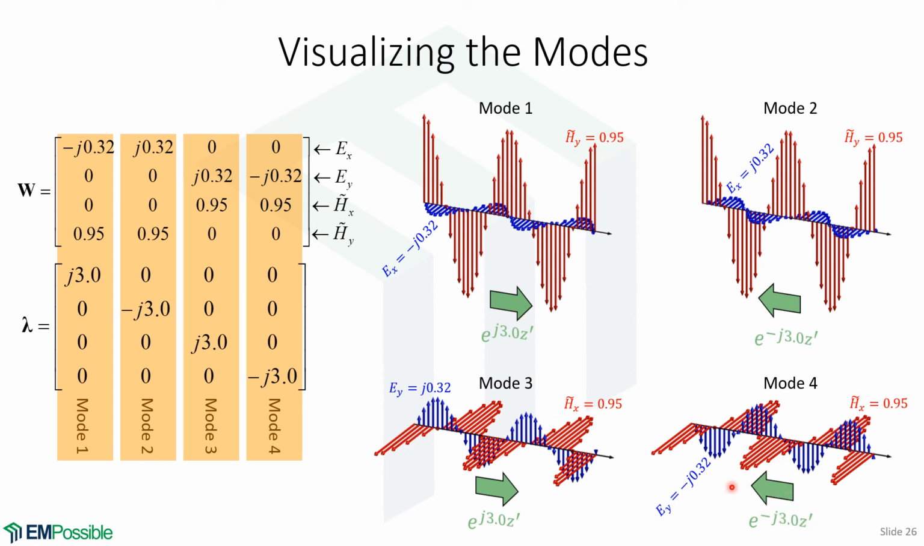That means backward propagation. So from this, I'll say it again, the eigenvector matrix, that's the pictures of the modes. It's just the relative amplitudes of the electric and magnetic fields with respect to each other. This is not telling us the amplitude of the mode. That's in the mode coefficients that would be multiplying this. And the eigenvalue matrix is telling us how these modes propagate.